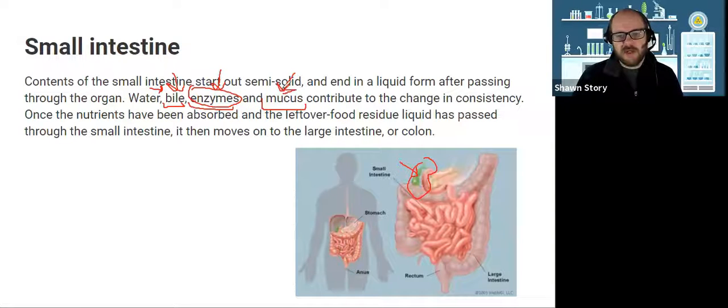And then mucus is, I don't know how to scientifically explain mucus, but like saliva, right, in our mouth, that liquidy, it's not water, it's what our body produces as kind of like lubricant and helps break down things as well. So we have bile, enzymes, and mucus.